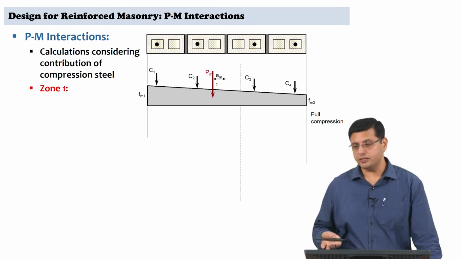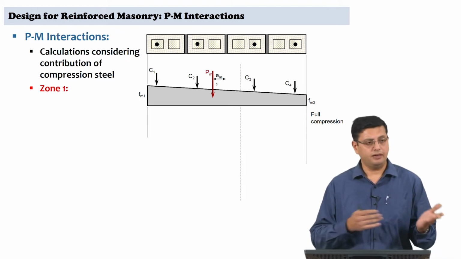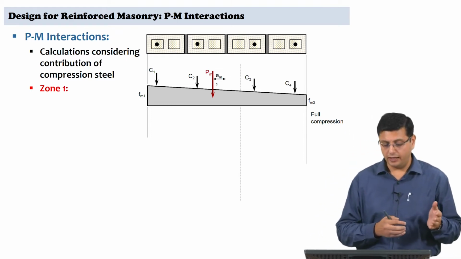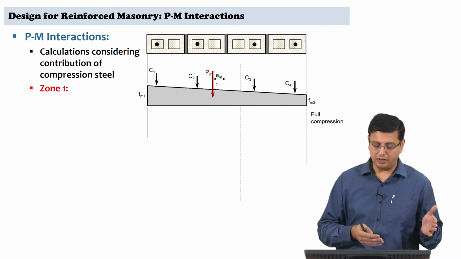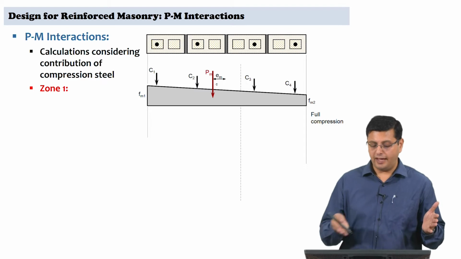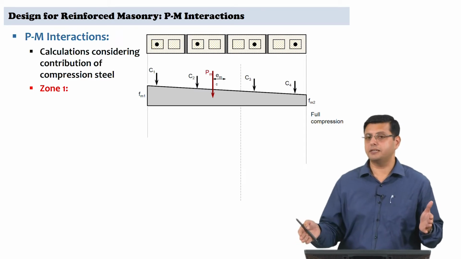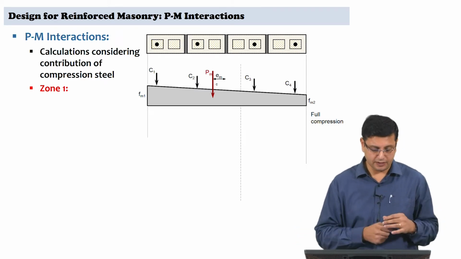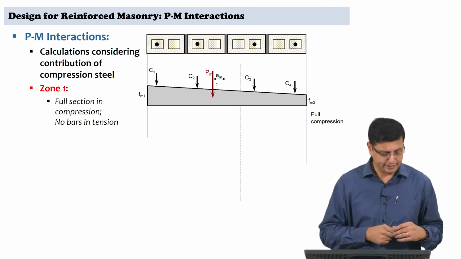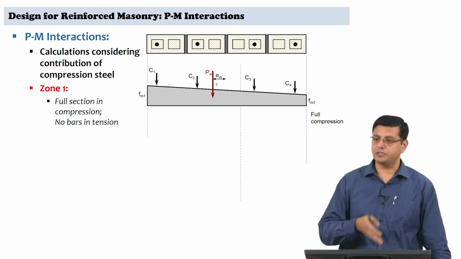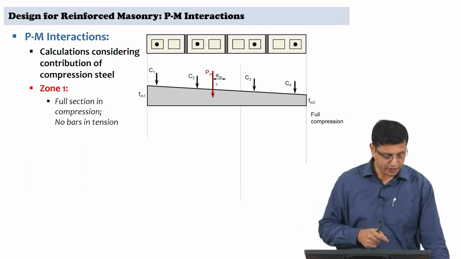Okay. The first zone is the zone that I have spoken about earlier, and that is pre-cracking. So, there is moment acting on the wall and the entire section is in compression, no tension in the cross section yet. So, in zone 1 no bars are in tension, and therefore, in this situation how do you set up your equations?